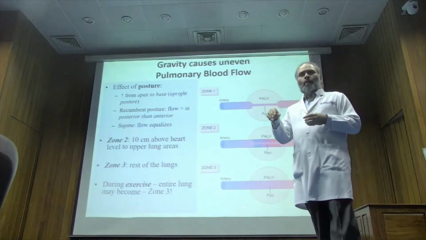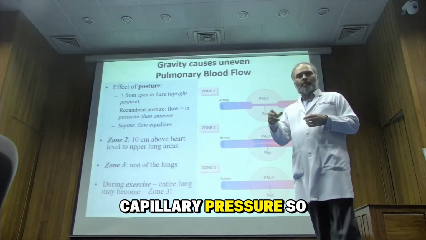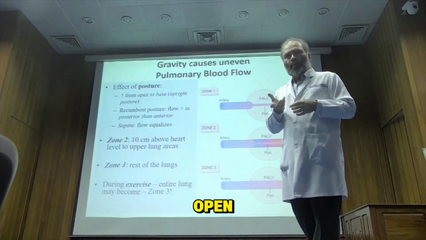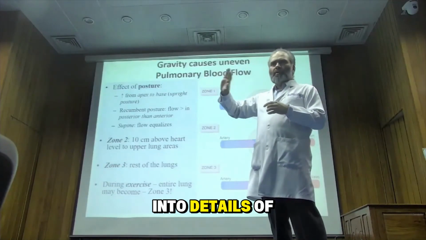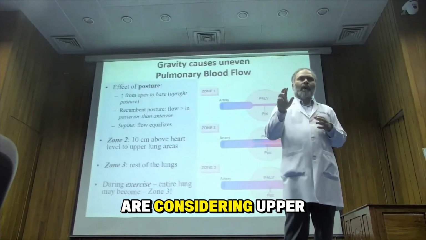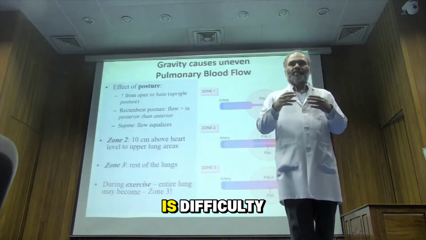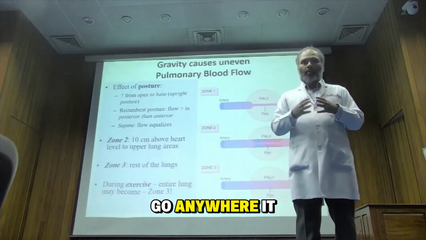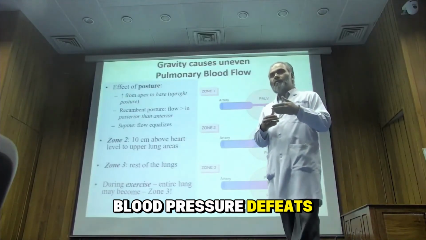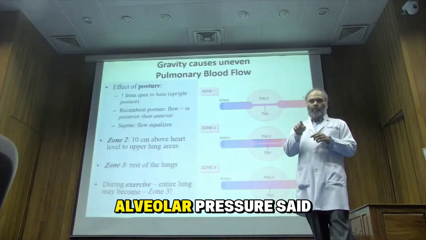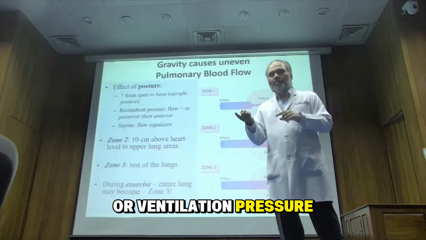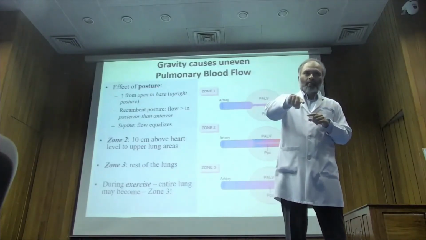PPC is capillary pressure, an average pressure which keeps the capillary patent or open. He has not gone into details of this. So if you are considering upper areas of the lung where there is difficulty for blood to go anyway, it may never be the case that blood pressure defeats alveolar pressure. Alveolar pressure, said in another way, alveolar pressure or ventilation pressure will always supersede blood pressure.